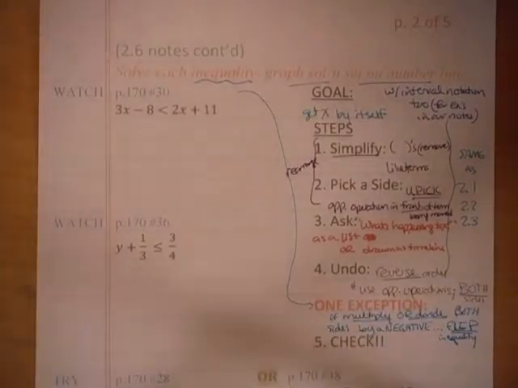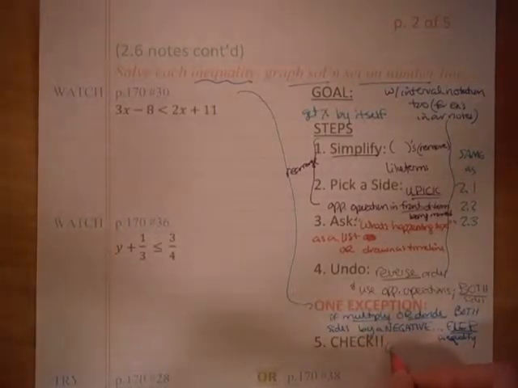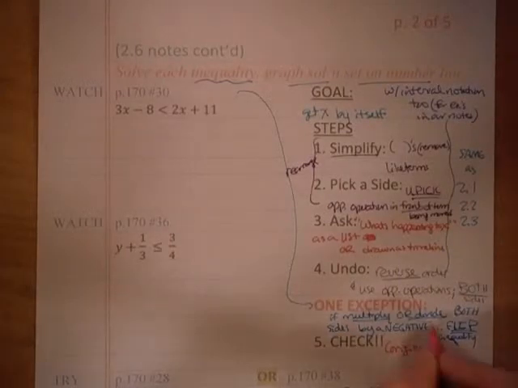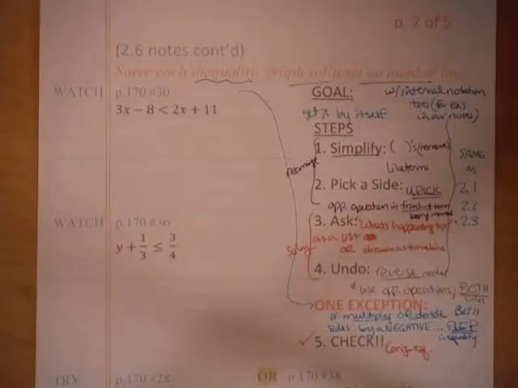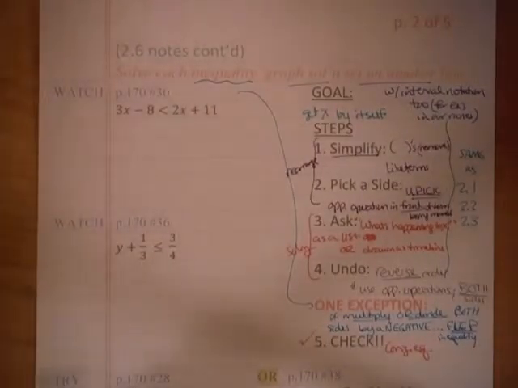Okay, and then of course you check your answer back in the original equation. So steps 3 and 4 are really your solving, and then you have your check, to see if what you've come up with as the answer really does make the original statement true.